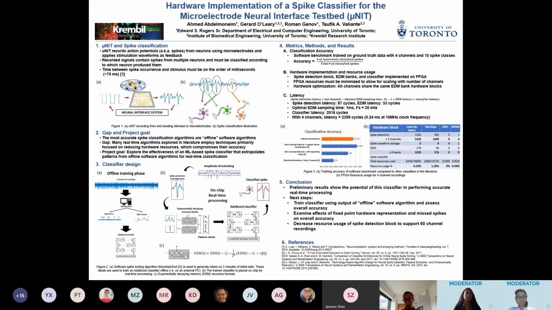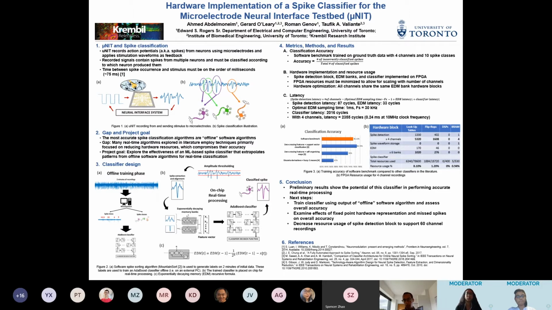Next important metric was to see how many resources this classifier would use when implemented on an FPGA, a programmable circuit board. In figure 3b, you see how many resources were used for the 4-channel setup. And in all categories, we never exceed 10%, which is very promising. And the main reason for this low resource usage is from the simplicity of the AdaBoost classifier.